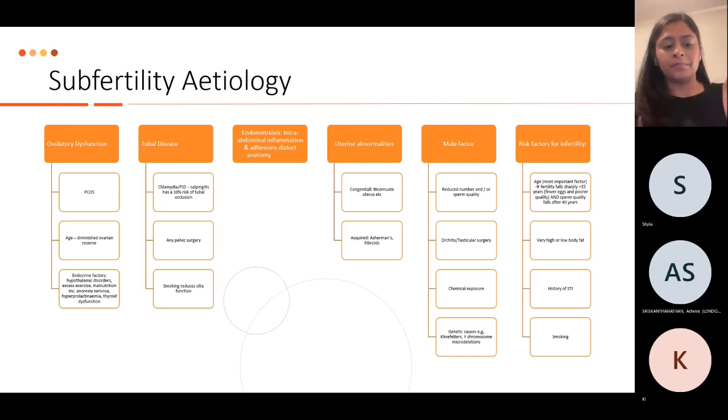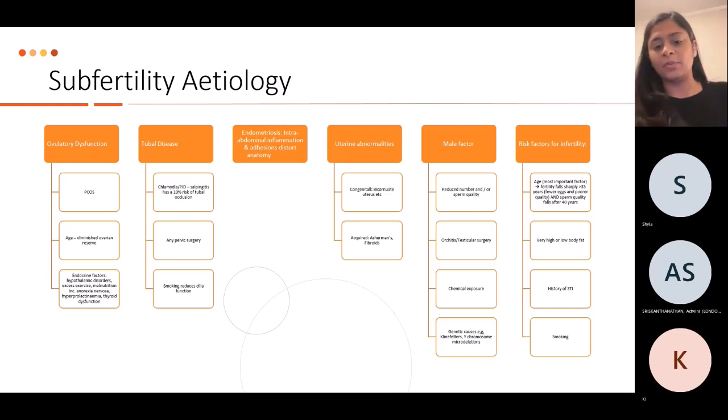So this is useful a lot more for your OSCEs, because if you think about subfertility as ovulatory, tubal, you've got endometriosis, which is one of its own, uterine abnormalities, so eggs, tubes, uterus, and then you've got your male factors.